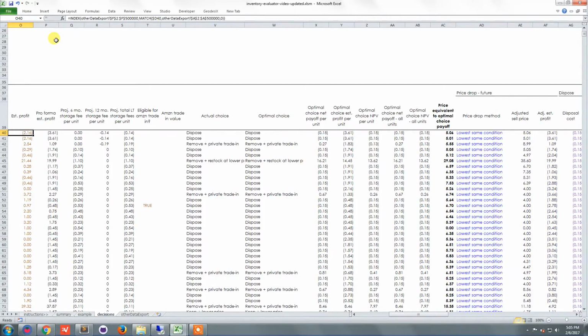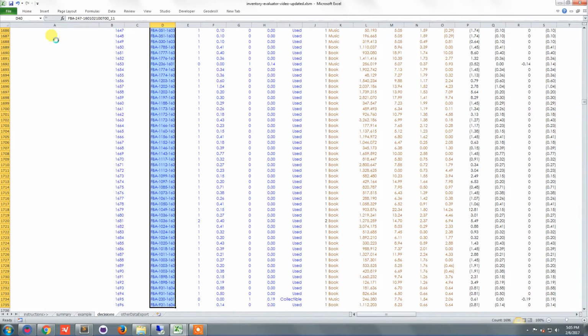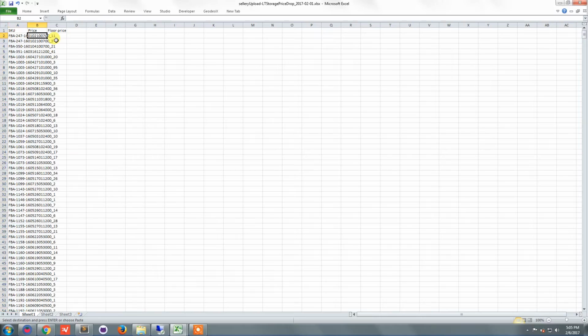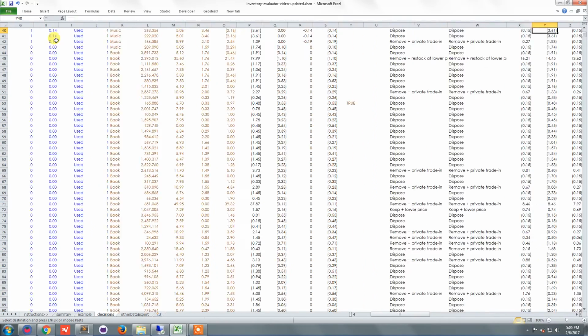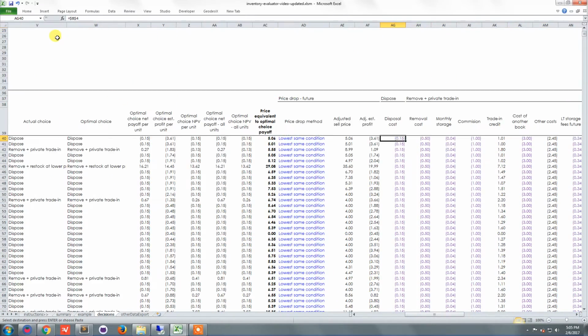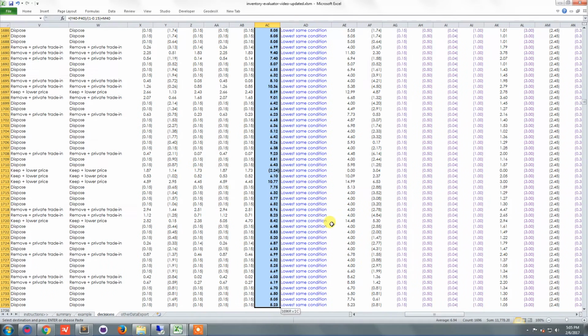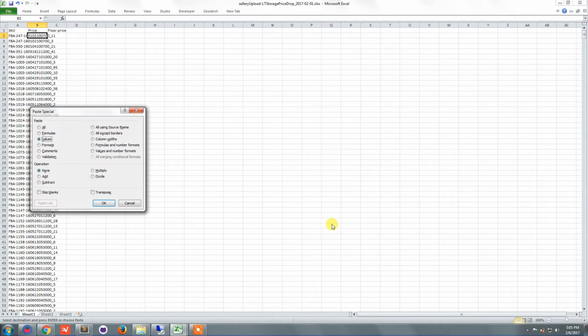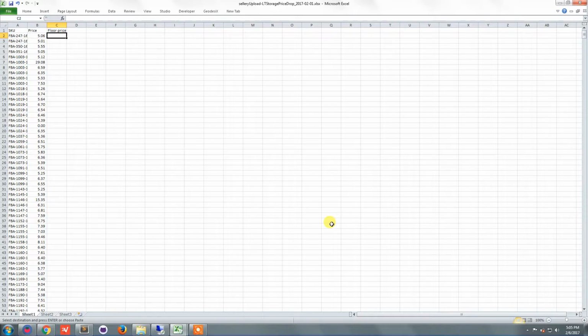So let's go get the SKUs first. And I'm just going to copy and paste as values. And then I'm going to get the price, which was that column we were just looking at, the price that's equivalent to the optimal choice payoff. I'm going to put that in the price section. And it's totally up to you. You can actually set this to be your price for your item if you'd like. We're going to actually use it to set our floor price.